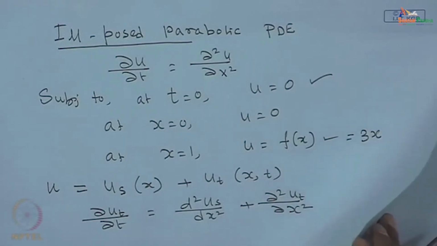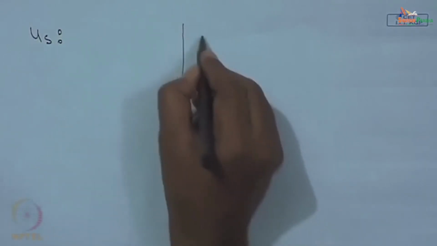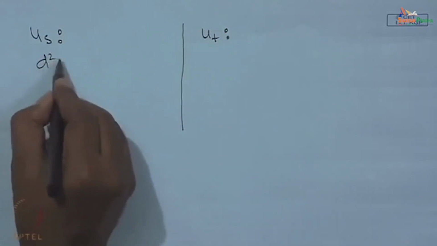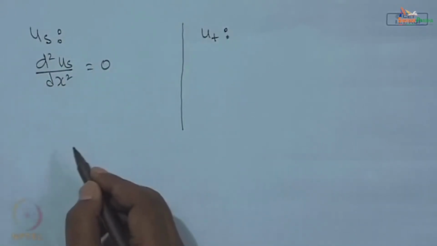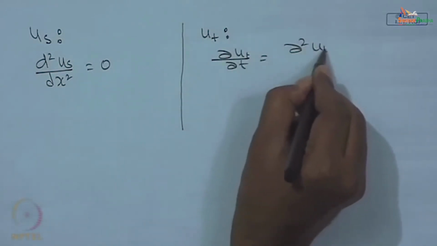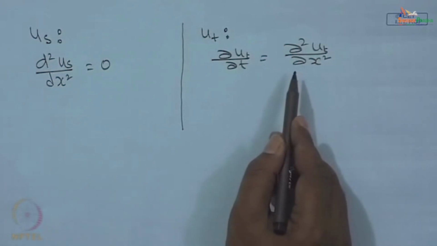So, therefore, what we do next is that we collect the similar terms and get the governing equation of u s and u t. So, we formulate the governing equation of u s and formulate the governing equation of u t. So, d square u s d x square is equal to 0 and del u t del t is equal to del square u t del x square. That was the governing equation of u t.